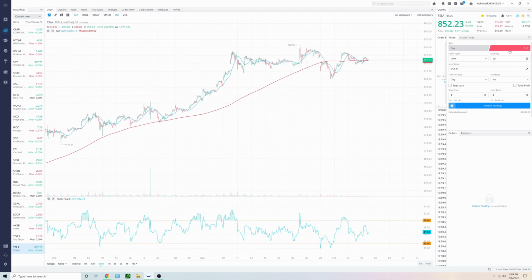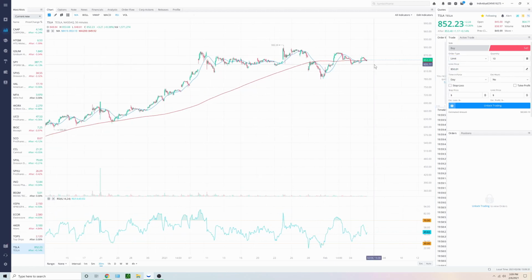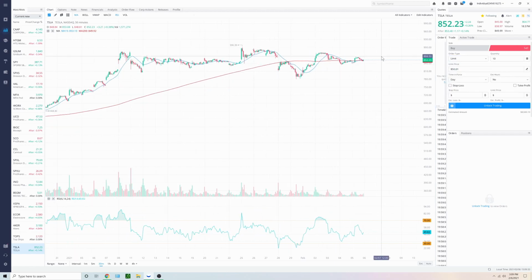When it comes to selling, it's pretty much the same thing. Make sure that if it's a limit order and you are trying to sell at a top up here, and it keeps going down, your limit order is not going to get filled. If you want to get out quickly, just do the market order, get it out quickly.